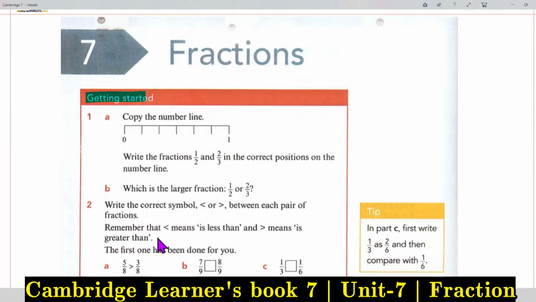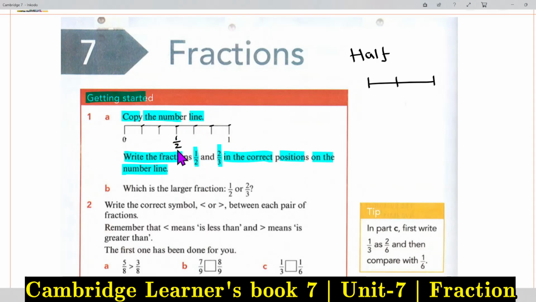Getting started. Question 1, part A. Copy the number line. Write the fractions 1 by 2 and 2 by 3 in the correct position on the number line. So look, 1 by 2 means it's the half. Half means if this is the full thing, here is half. So here 0 to 1, but if we consider like this 1, 2, 3, 4, 5, 6, so what will be the half? This one is the half.